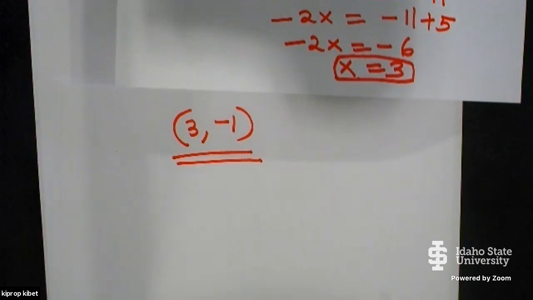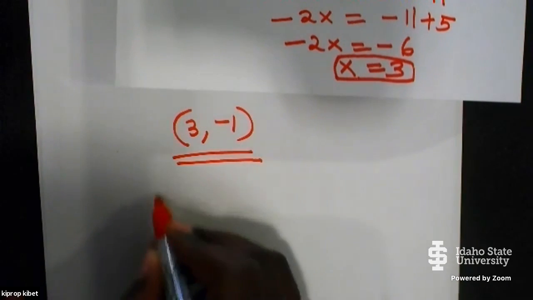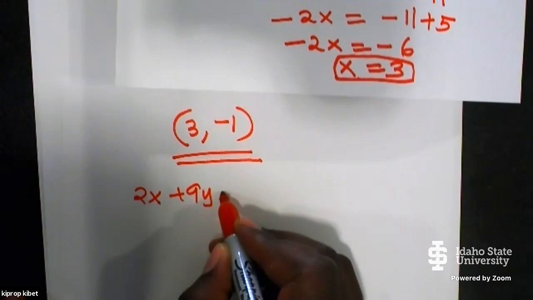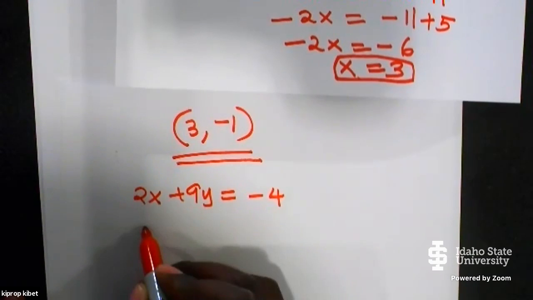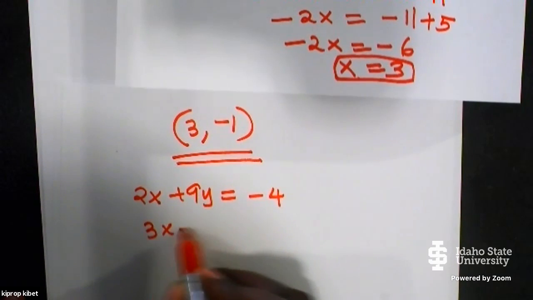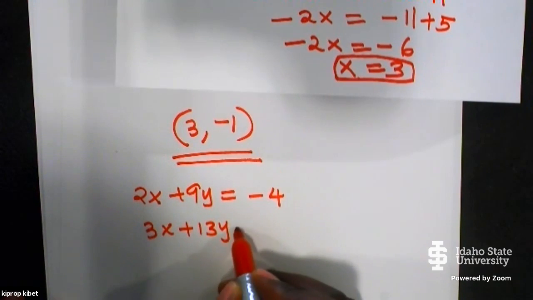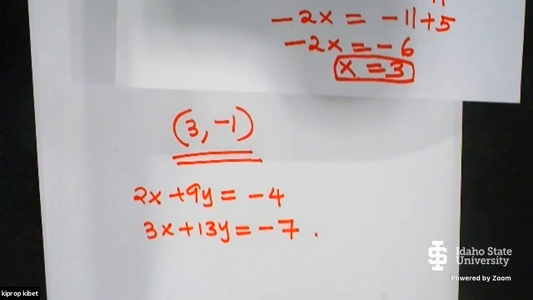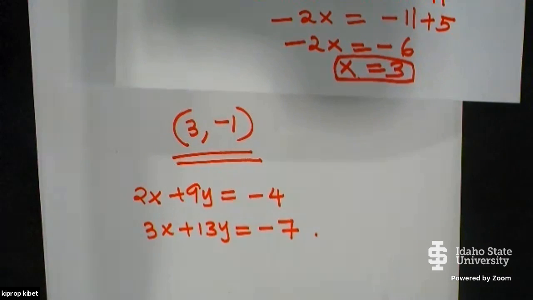Okay, the next one here: 2x plus 9y equals minus 4, then 3x plus 13y equals minus 11. So we use the elimination method. We can eliminate x, right? So what do we do?